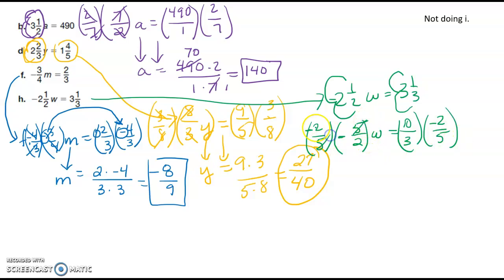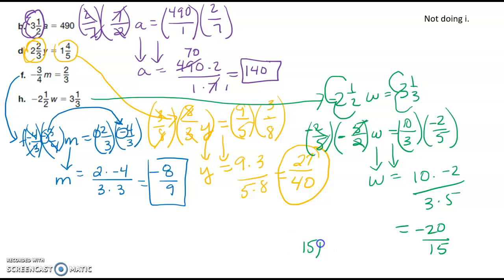So this is going to cancel, and this is going to cancel, and W comes down, equals, and I have 10 times -2 over 3 times 5, which is -20 over 15. So 15 goes into 20 one time, with a remainder of 5, which I have to reduce. We get 1/3. And this is going to be negative because this is a negative and this is a positive. So my answer is -1 and 1/3.